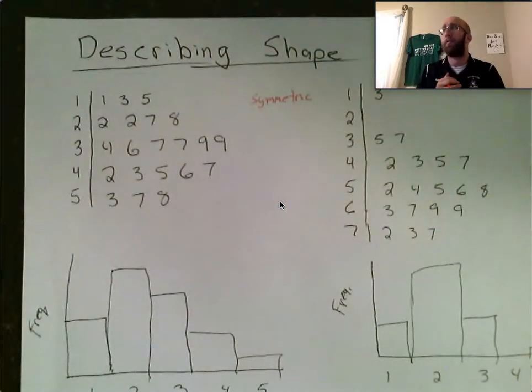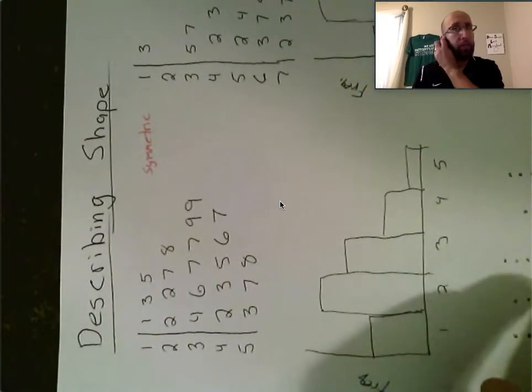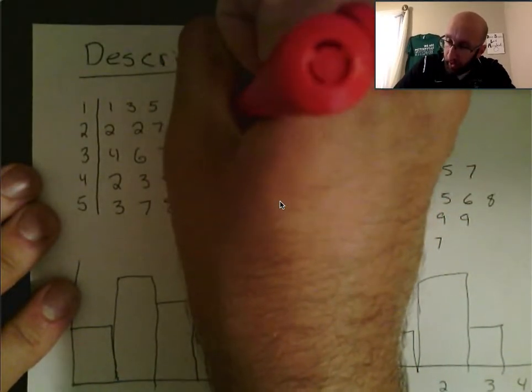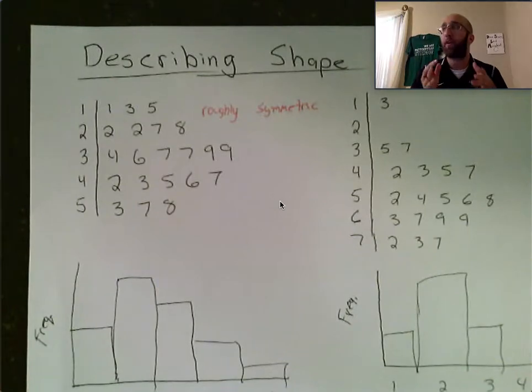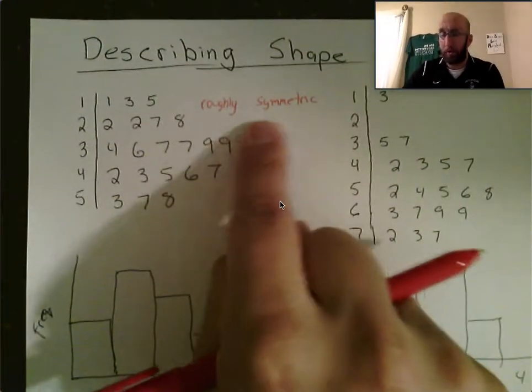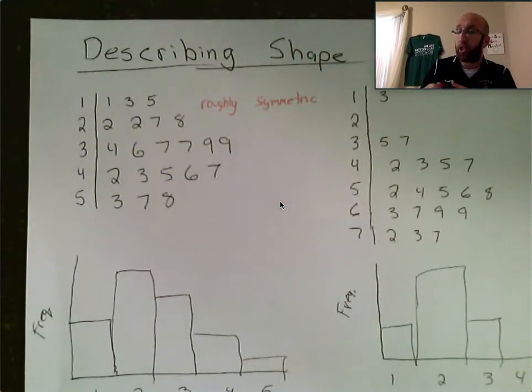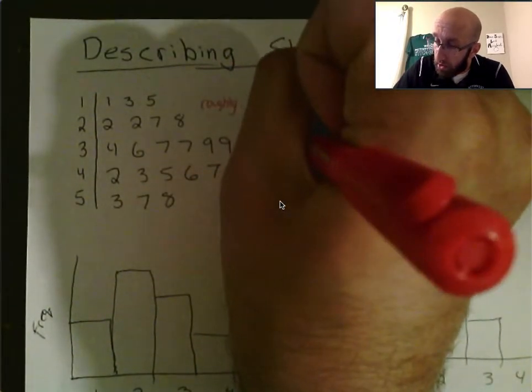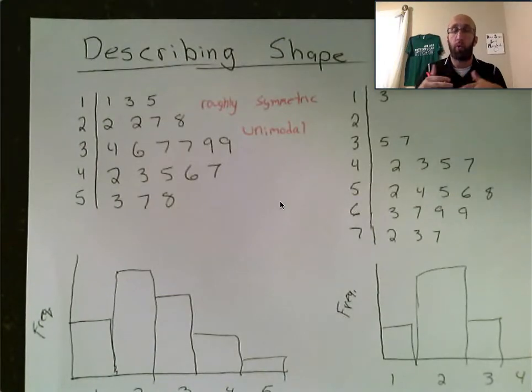But here's the deal. When you look at it, it really isn't perfectly symmetric, and most data sets out there are not going to be perfectly symmetric. So we're going to call that roughly symmetric. Nothing is ever perfectly symmetric, so we get away with it by saying roughly symmetric. The other thing that we could see in this shape is, yes, there was one hump, so we're going to call it unimodal, which means there's one very pronounced hump there.